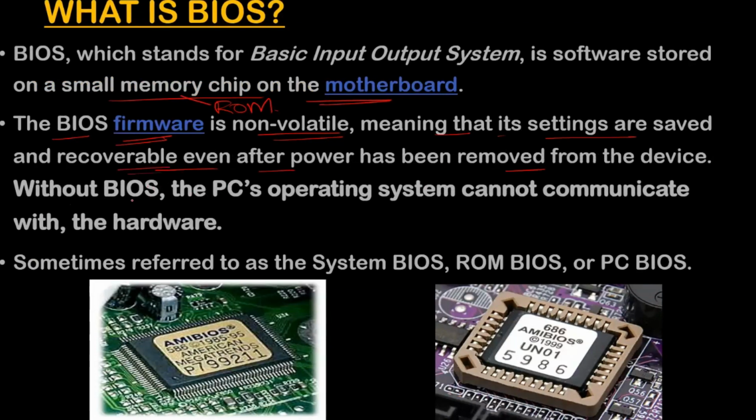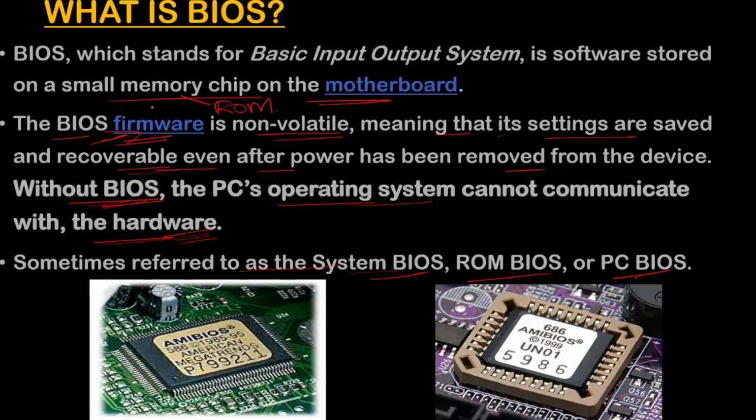But without BIOS, the PC operating system cannot communicate with the hardware. As we discussed, the BIOS is used to communicate your operating system with the hardware. So if your system does not have any BIOS, your operating system will not start because it will not find any hardware. Sometimes this ROM chip is also referred to as the system BIOS, ROM BIOS, or PC BIOS.